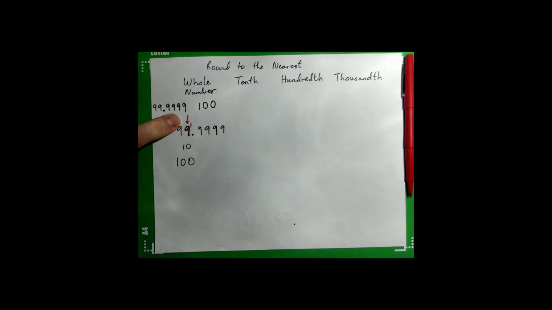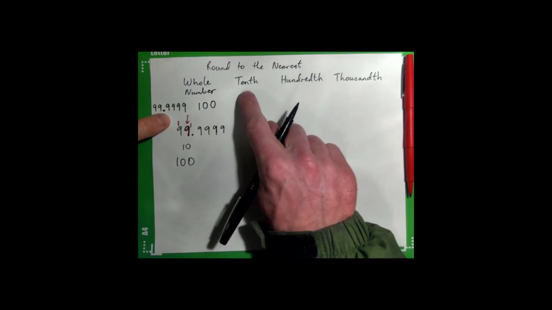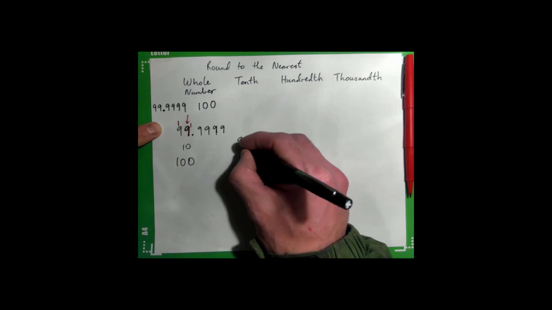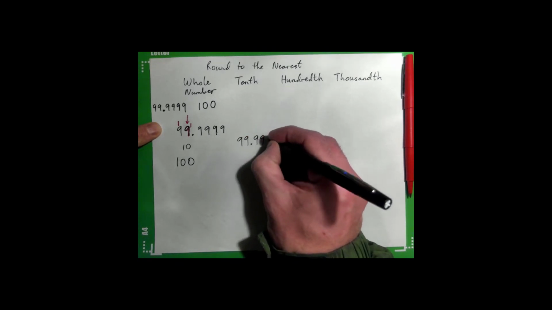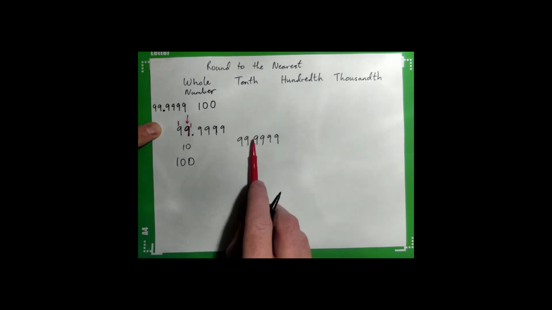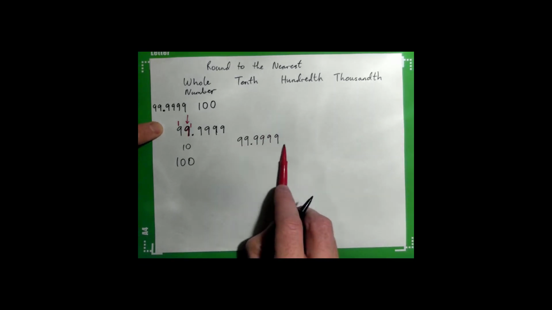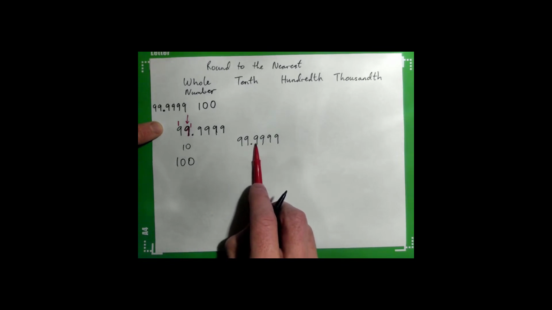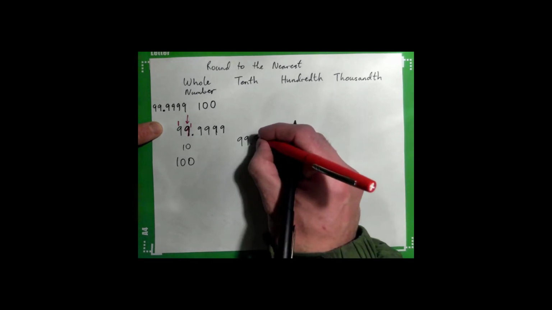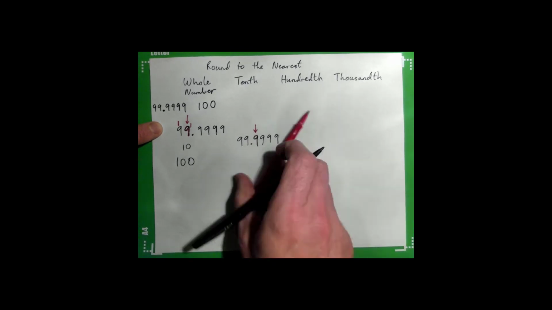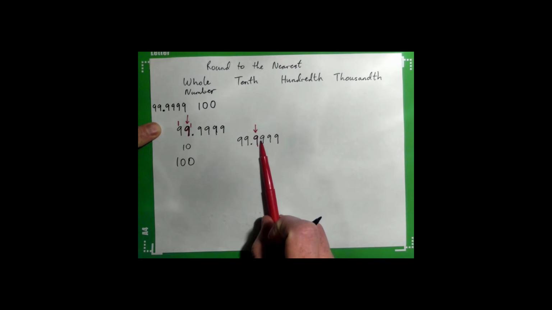Alright, so the next one is round to the nearest tenth. So we have 99.9999. We've got to round to the nearest tenth. Which of these nines is in the tenth spot at the moment? Yes, this 9 here to the right of the decimal. That's already in the tenth spot. So we've got to round to there. After that 9, we have a 9. So should we round up or down?